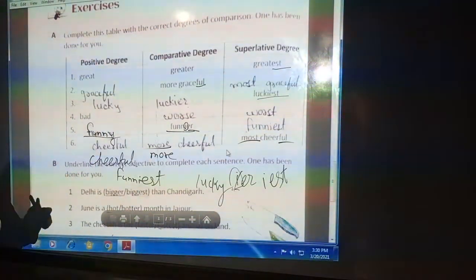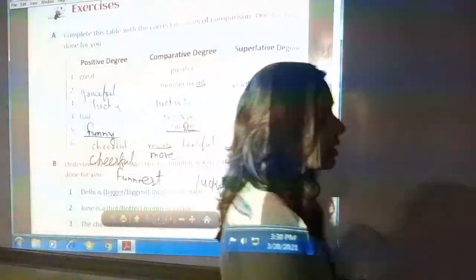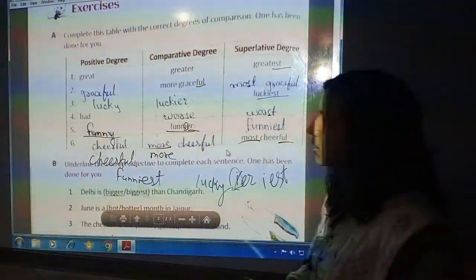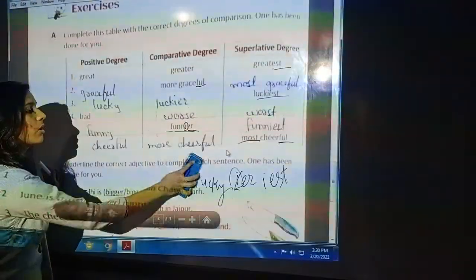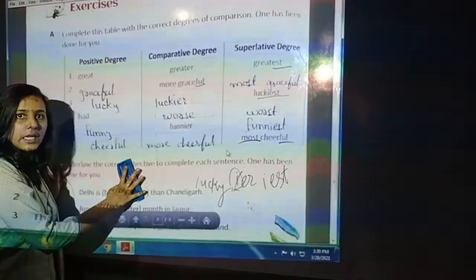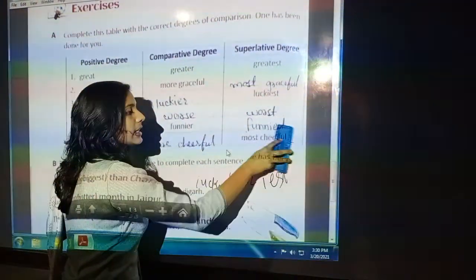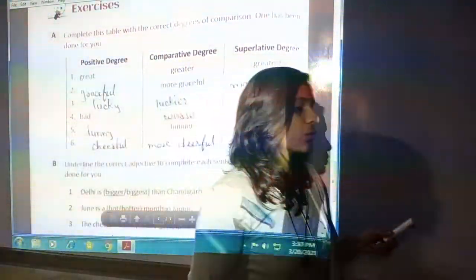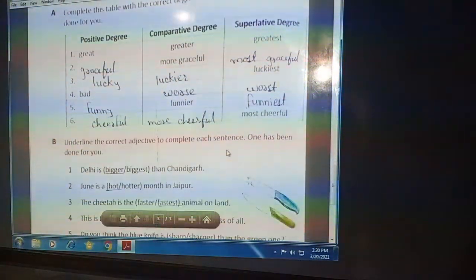Clear? So in this way, you have to change the form of adjective into these 3 degrees. In positive degree, the original form of adjective will be written. In comparative degree, more or er will be added. And in superlative degree, most or est will be added. Mostly est and most is used. Now let's see the next exercise.